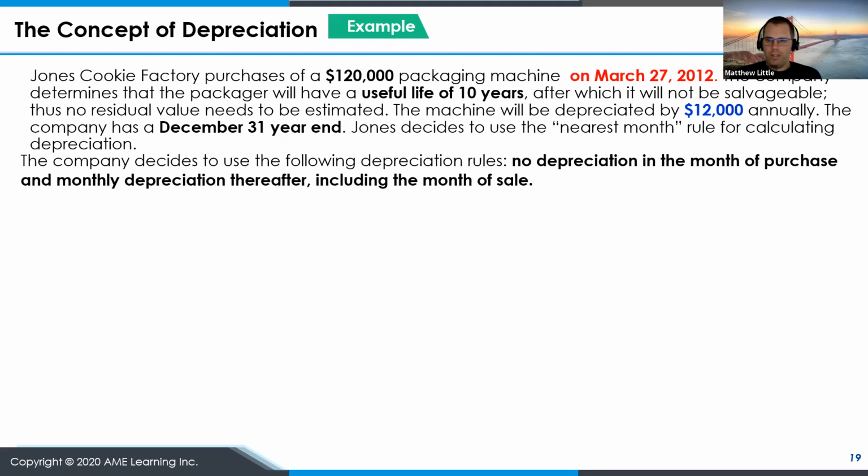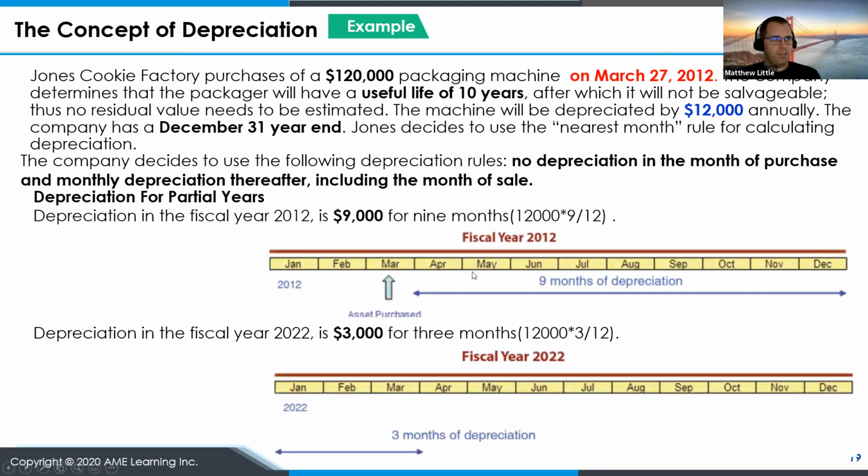Okay. So in this case, we assume no depreciation in the month of purchase because it was the latter half of March. And then we assume monthly depreciation thereafter, including the month of sale. So in this situation, in the first year being 2012, we would depreciate $9,000. It'd be 9 months. So we would take the $12,000 divided by a year times 9 months, 9 months being April to December. So in the first fiscal year of 2012, there'd only be $9,000.